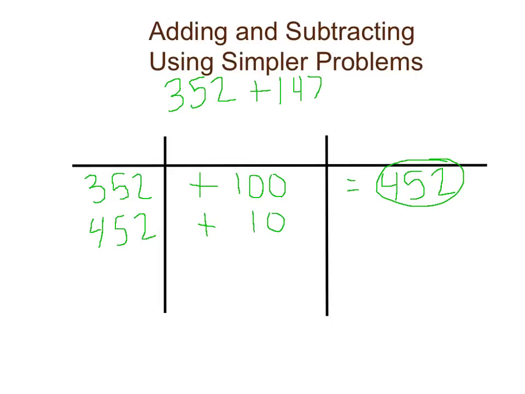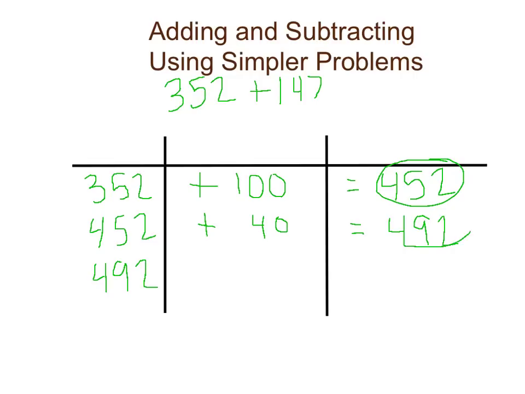Why don't we stick with 40? I think that's probably the quickest or the best way. So 452 plus 40 brings our total to 492. And if you look here, we've added our 100 and our 40, so we have 140 total. So we need 7 more.